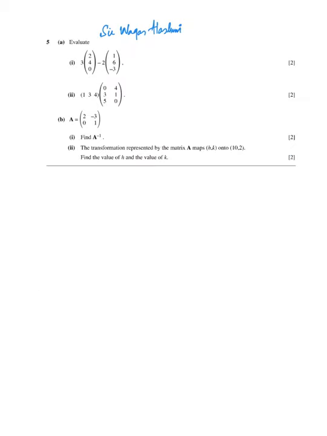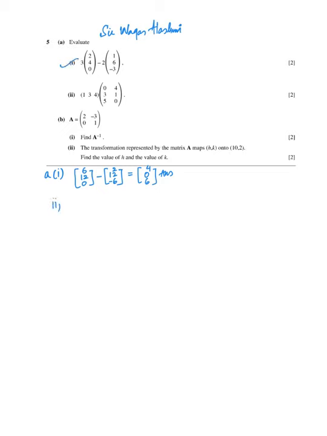Question number 5 from the topic matrices. It's A part 1. You need to multiply the matrices here. Firstly, you need to multiply 3 by 2, 4, 0. 3 2s are 6, 3 4s are 12, and 3 zeros are 0, minus 2 1s are 2, 2 6s are 12, and 2 into minus 3 is minus 6. Now we can simplify it. 6 minus 2 is 4. 12 minus 12 is 0, and 0 minus minus is plus, that is 6. So that is your first part answer.